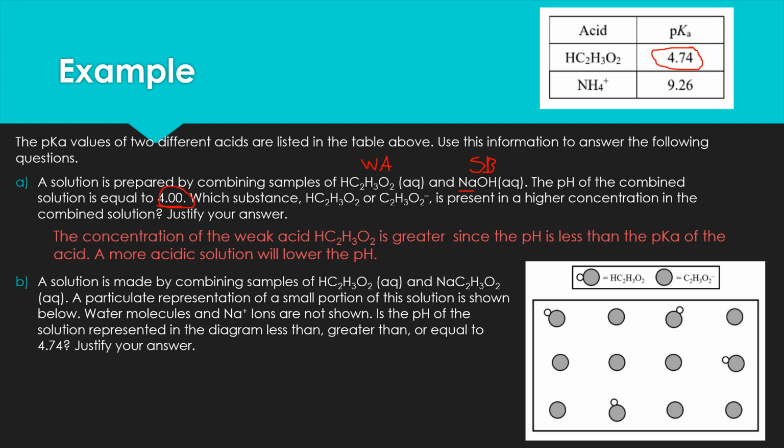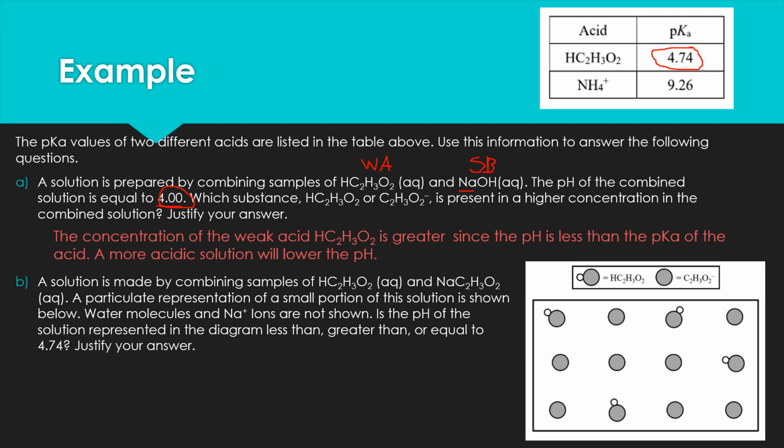A solution is made by combining samples of acetic acid and sodium acetate. A particulate representation of a small portion of the solution is shown below, or on the side. Water molecules and sodium ions are not shown. Is the pH of the solution represented in the diagram less than, greater than, or equal to 4.74? Justify your answer. So we want to count and see what our ratio is of weak acid to conjugate base.